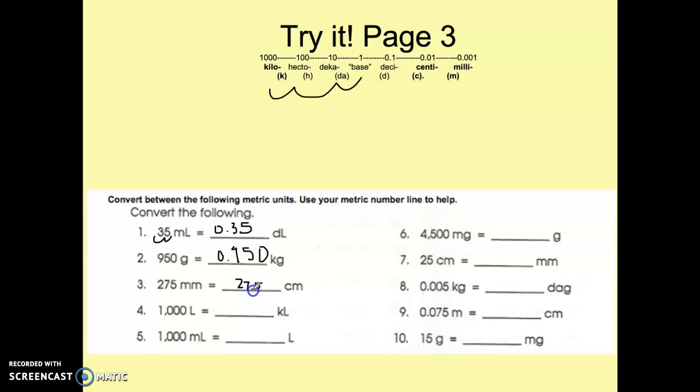So milli to centi is 1 spot left, so I move it over, it's 27.5 centimeters. Oh, what am I doing? I'm doing all the problems. Let's just do the odds. Milli to liters, 1, 2, 3 to the left. That just gives me 1 liter. Here I'm going 25 centimeters to millimeters, that's 1 spot right. So move it 1 spot right, giving me 250 millimeters. 9 meters to centimeters. Meters base, 1, 2 to centimeters.